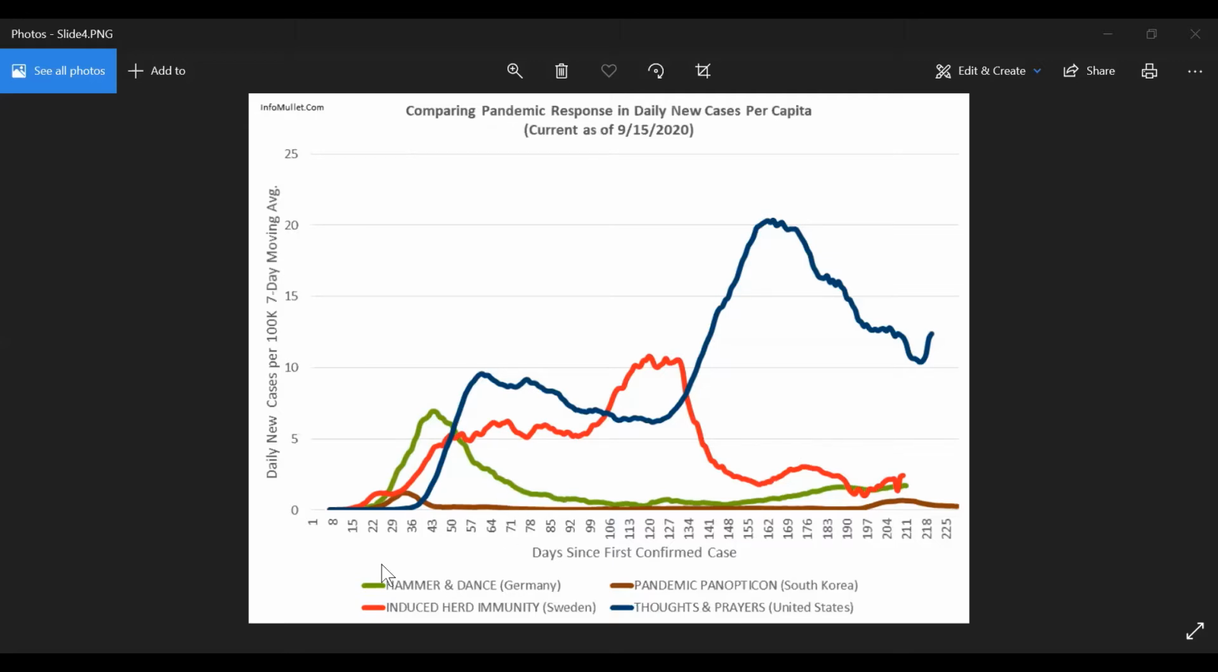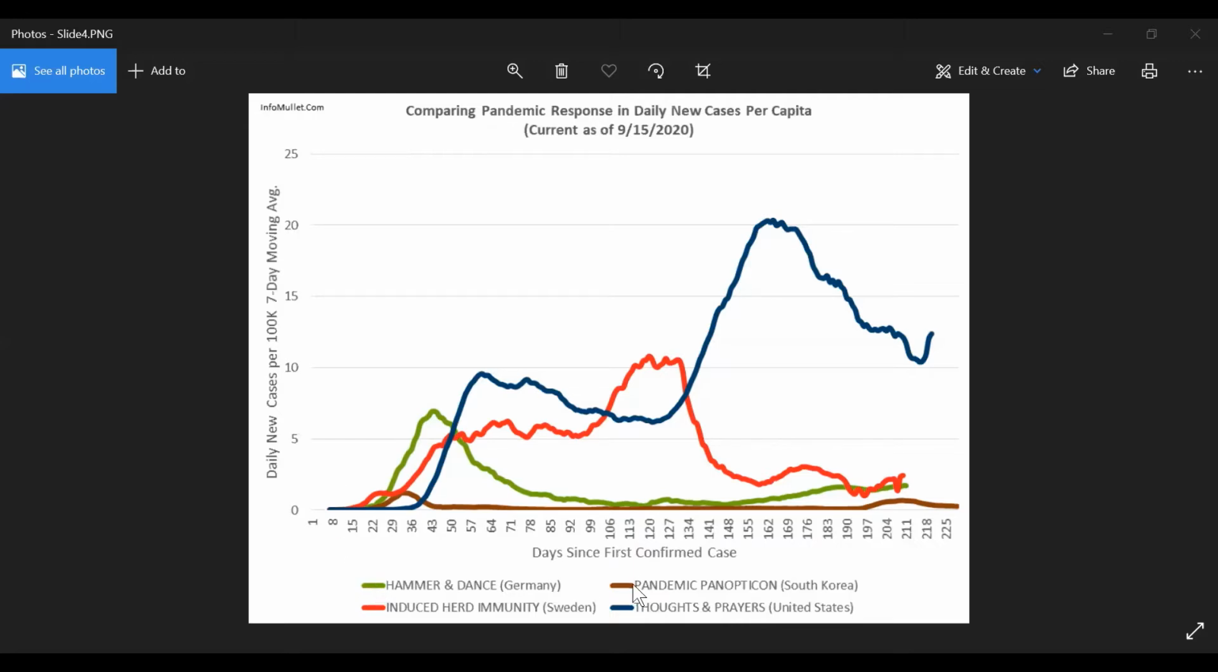And what we have here are the 4 general responses that we see countries adopting or attempting in different parts around the world. And again, for review, in green is the hammer and dance model that we've talked a lot about. We've chosen Germany as a representative example. It's a large land-based, not an island or something like that, but it's a large, very developed economy country with a lot of people in it. It's not a small country. It's using the hammer and dance.